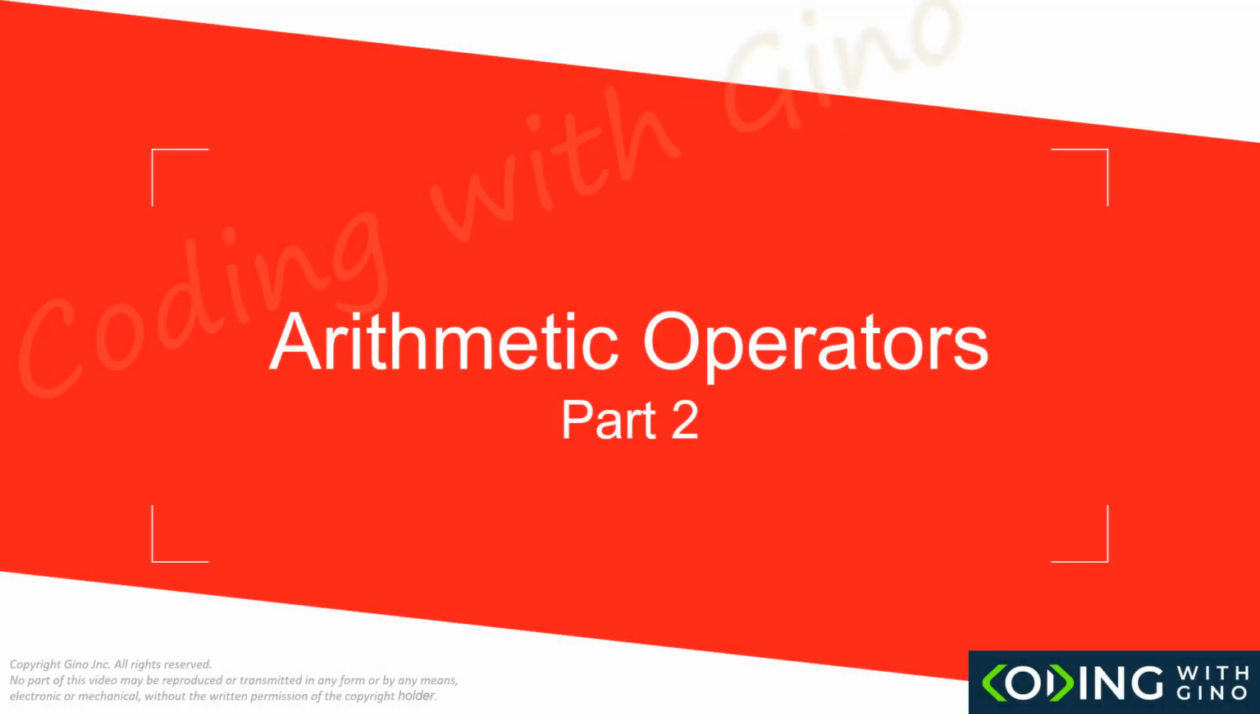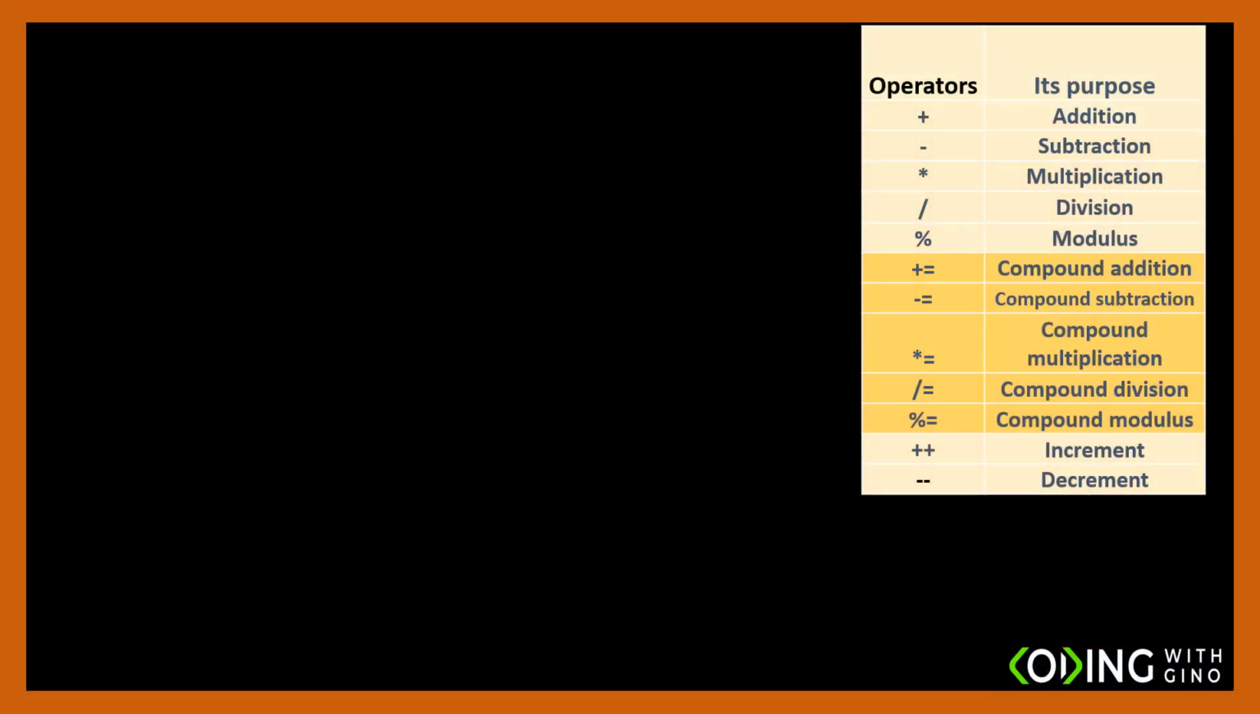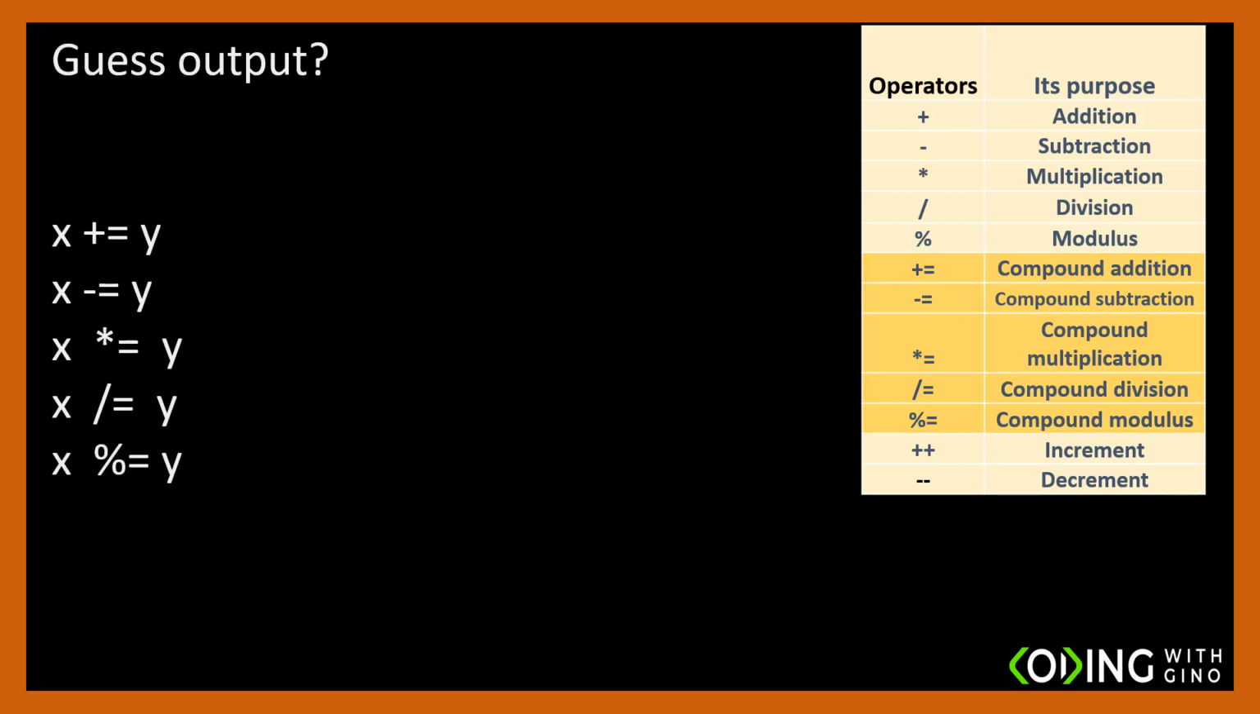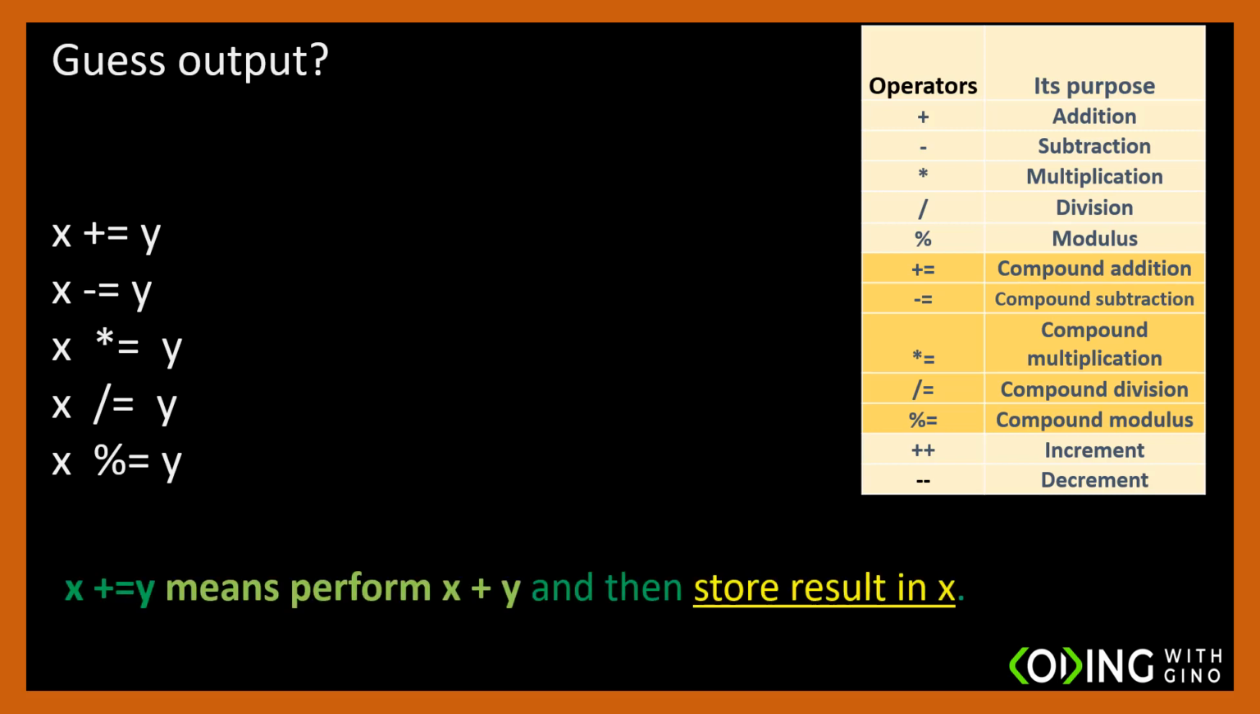Let's now look at the remaining arithmetic operators. We'll start with the compound operators and understand how they work. When we write x += y, what does it mean? It means first, perform x plus y, and then store this result in x. So, it is interpreted as x = x + y.